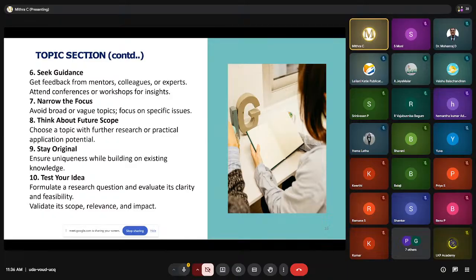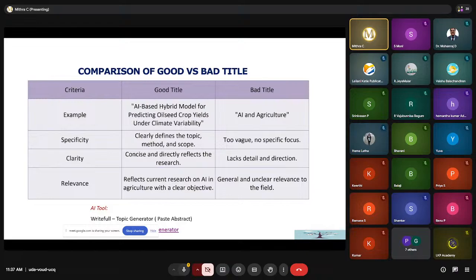Now I will tell you the comparison of a good title and a bad title, how you have to keep it in the research article once everything is fixed. First of all, let us see the good title and bad title. Here I have chosen a case study. In this paper, I have chosen a case study based on agriculture. That is why my example content will rely more on agriculture. According to your work, you can simulate it in parallel.